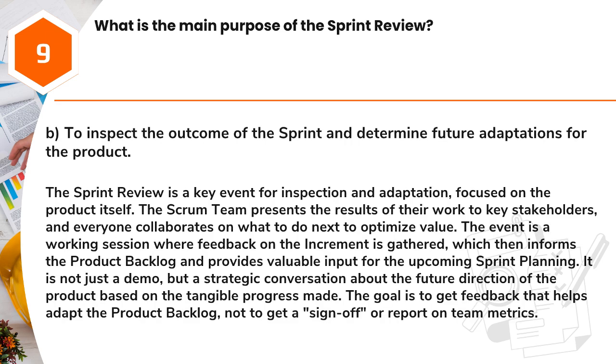Answer: B. To inspect the outcome of the sprint and determine future adaptations for the product. The sprint review is a key event for inspection and adaptation, focused on the product itself. The Scrum team presents the results of their work to key stakeholders, and everyone collaborates on what to do next to optimize value. The event is a working session where feedback on the increment is gathered, which then informs the product backlog and provides valuable input for the upcoming sprint planning.